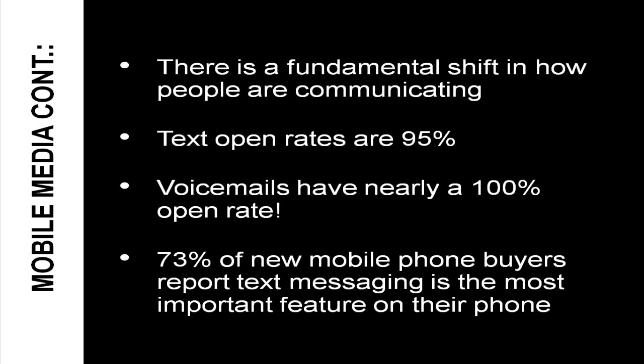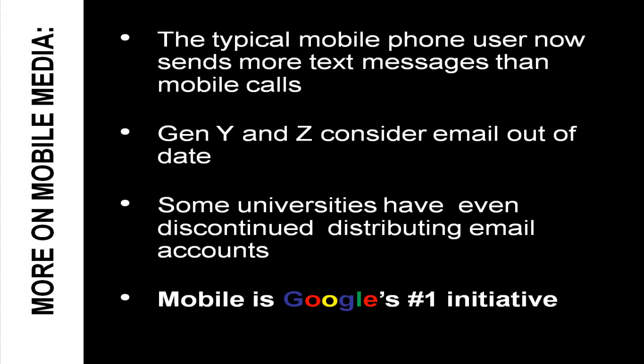73% of new mobile phone buyers report text messaging is the most important feature on their phone. The typical mobile phone user sends more text messages than making calls. Generation Y and Z consumers consider email out of date. Some universities have even discontinued distributing email accounts. Mobile has become Google's number one initiative.